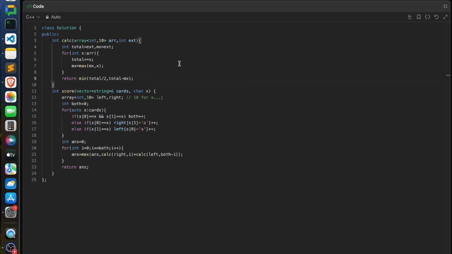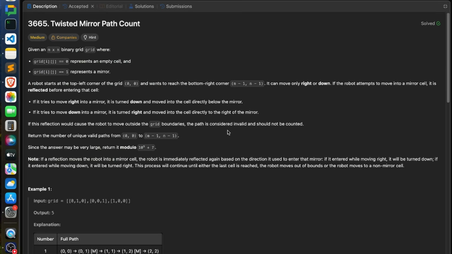Now let's look at the third problem. This is the third problem asked in today's contest. I don't know about others, but I personally feel the third problem is much easier than the second problem. Let's see what it says. It says you are given a binary grid of size m cross n. Binary means it could be either 0 or 1. 0 means it's an empty cell, and 1 means there is a mirror on that cell.